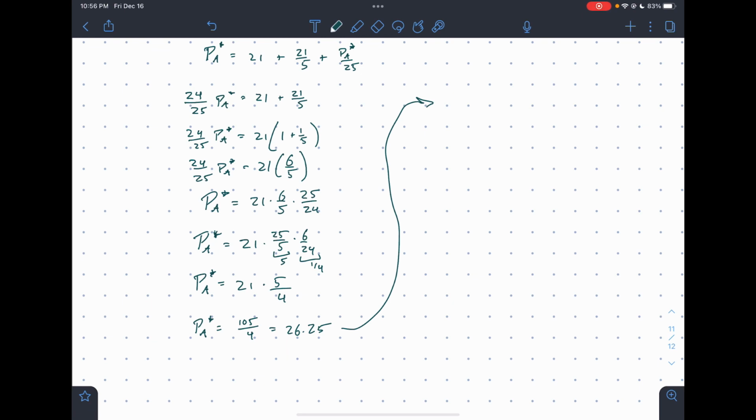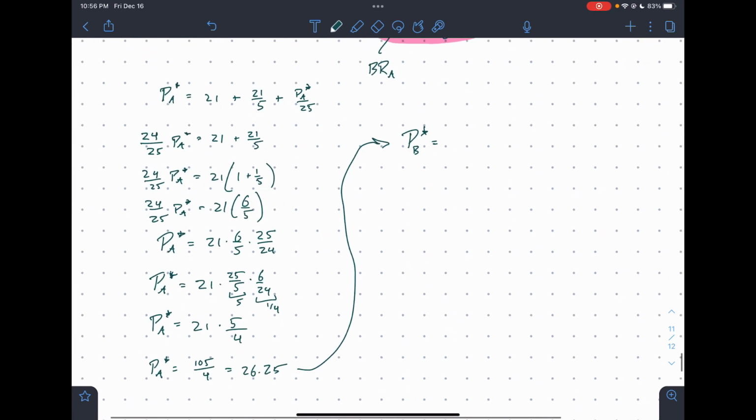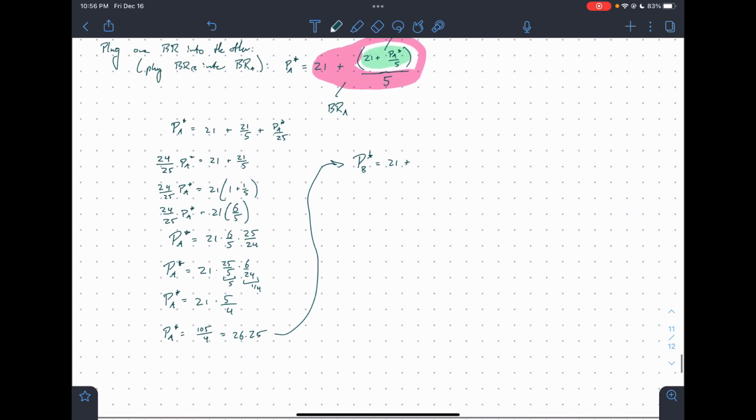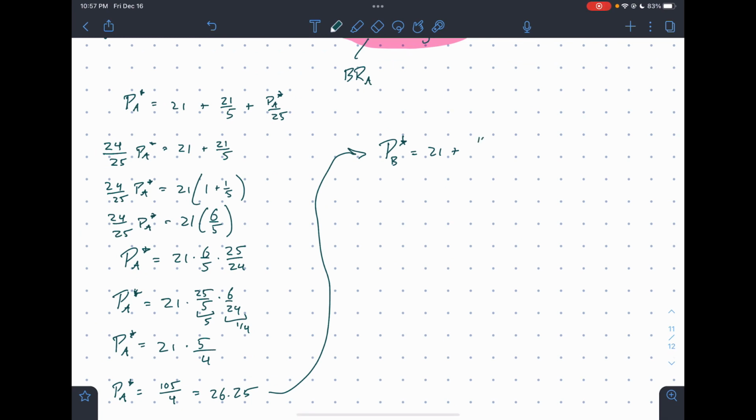I'm going to use this to solve for PB star. It's going to be the same thing. Spoiler alert. So PB star is 21 plus PA star divided by 5. I'm going to use the fraction form. So it's 105. Well, okay, I'll just write 26.25 divided by 5. And this will equal 26.25. Fun fact.